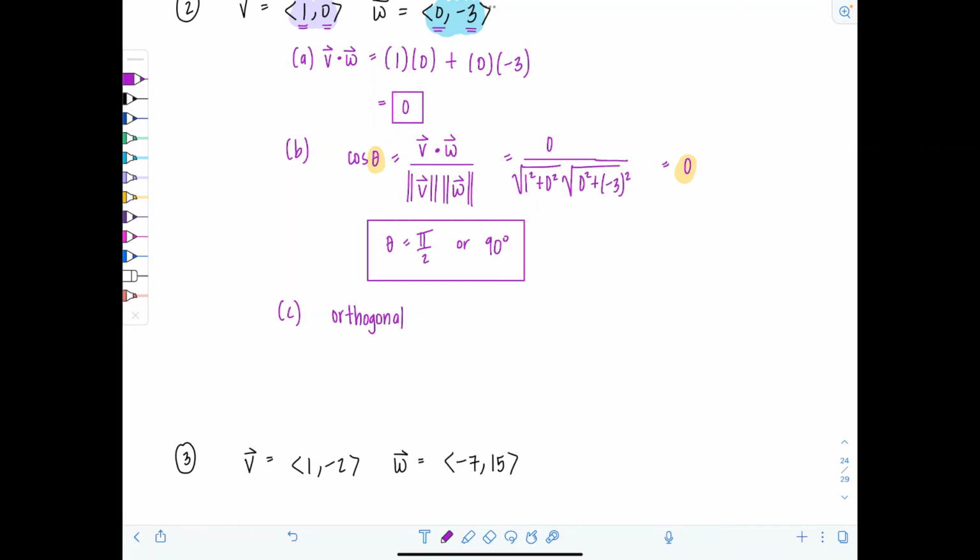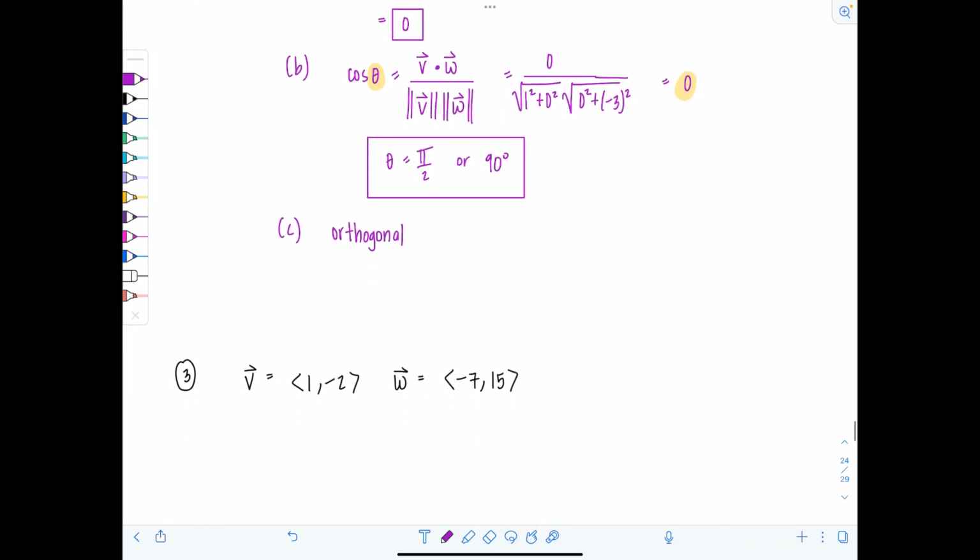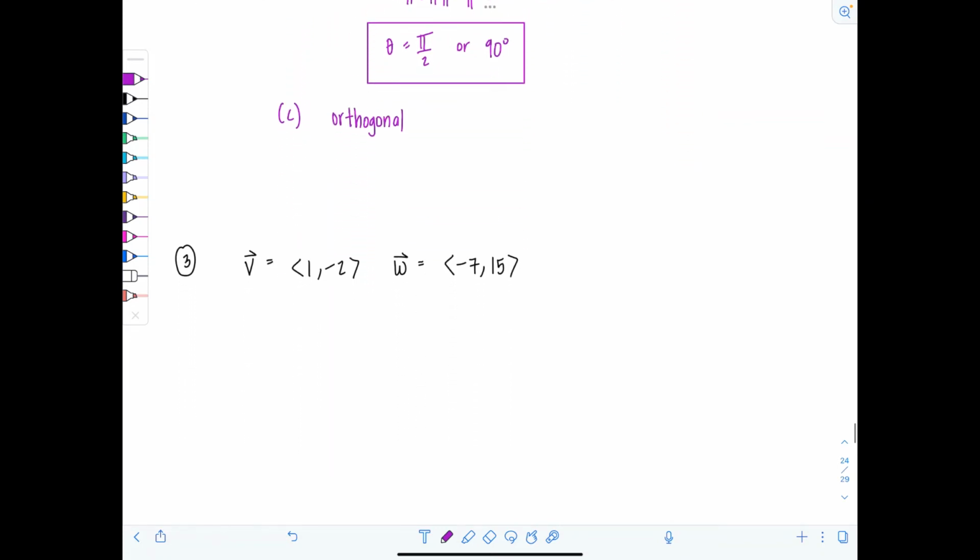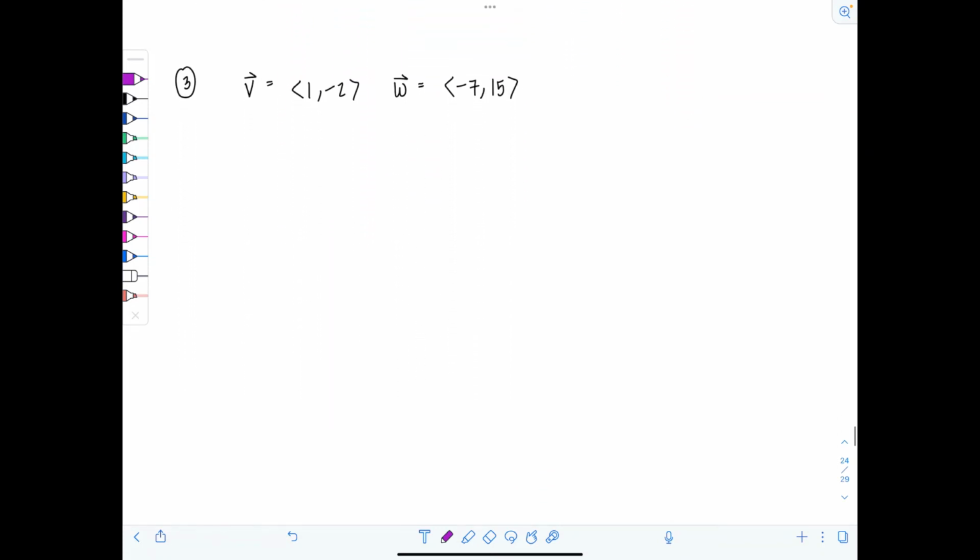Okay, last one I threw in, because we got to see one of each, don't we? It just didn't feel right to only do 2. Okay, it just didn't feel right. So we have vector V with components 1, negative 2, and W with components negative 7, 15. All right, why don't you pause the video, give this one a shot on your own. Okay, so find their dot product, find the angle between these two vectors, and then state whether they are parallel, orthogonal, or neither. I'll give you a moment.